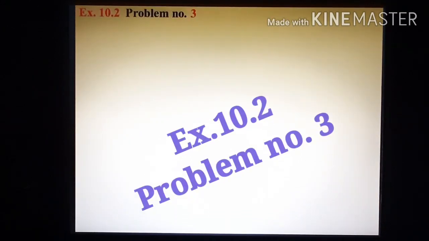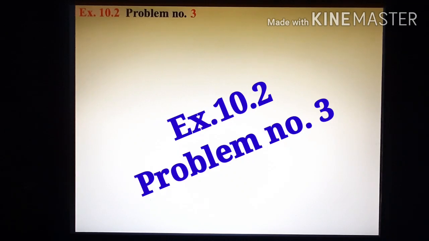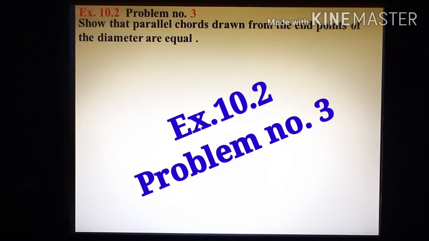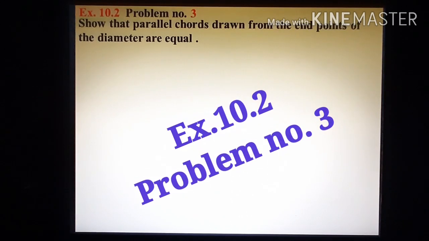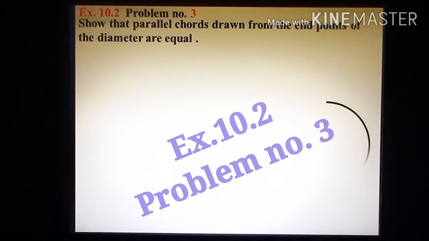Another problem, problem number 3 of exercise 10.2. So what is written in the problem? Yes, prove that the parallel chords drawn from the end points of a diameter are equal. So let's see the figure.